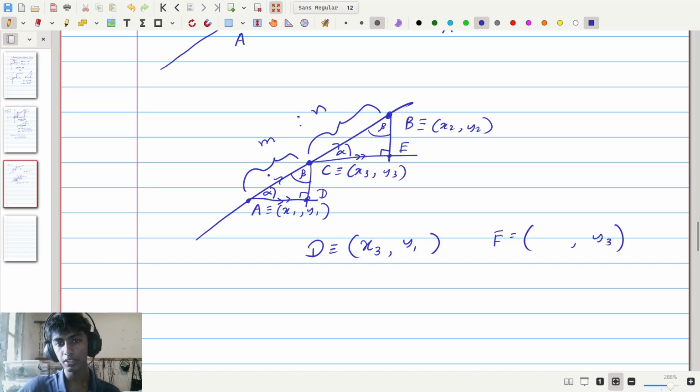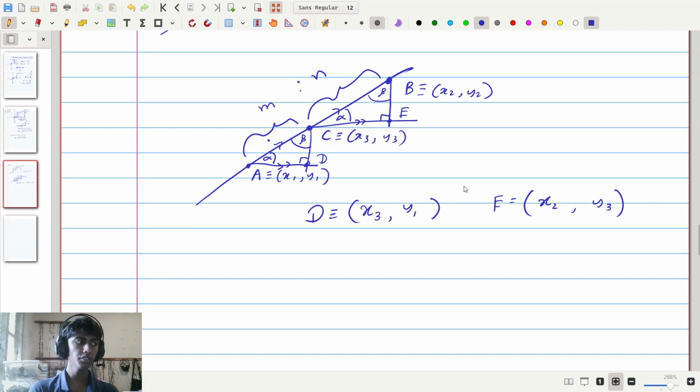Similarly, since E was constructed by constructing a vertical at B, we can see that the horizontal distance from the origin to E should be the same as the horizontal distance to B, which would be x2. So then D would be x3, y1, and E would be x2, y3.